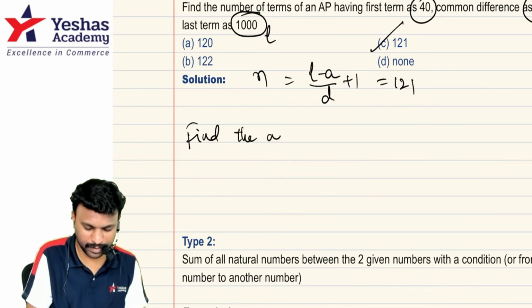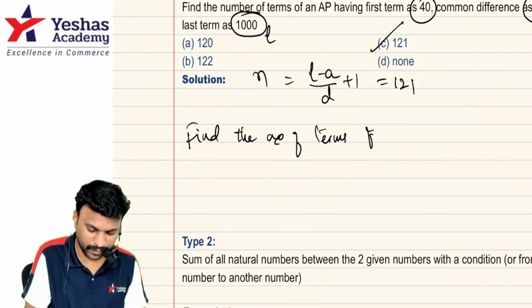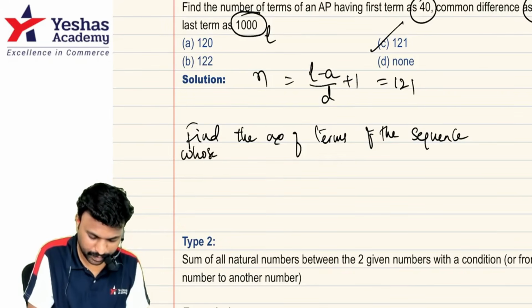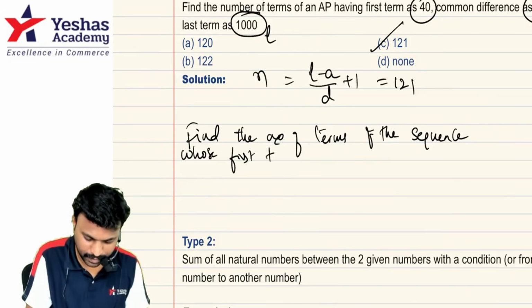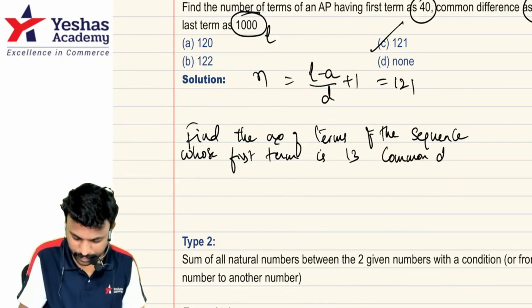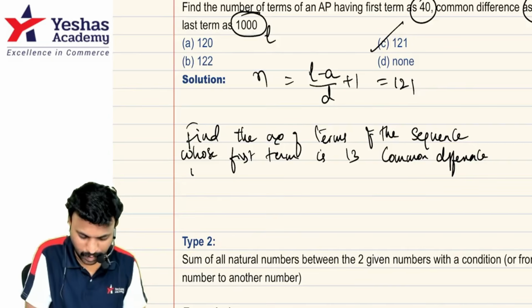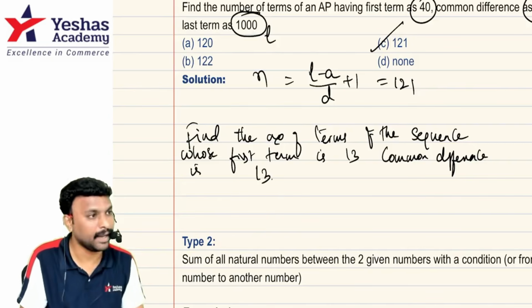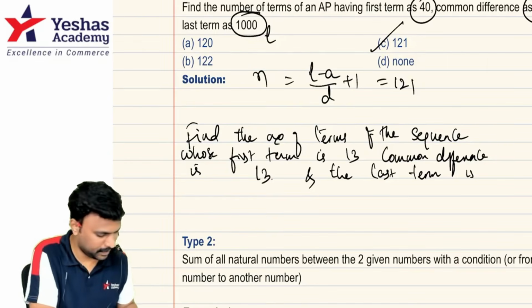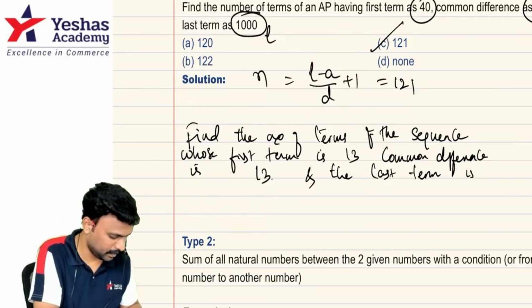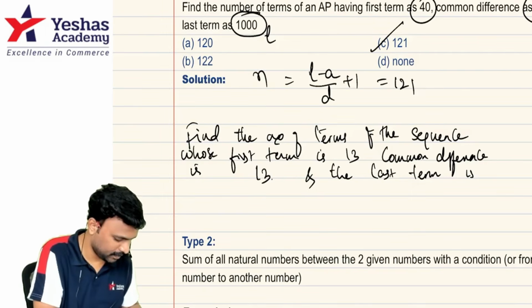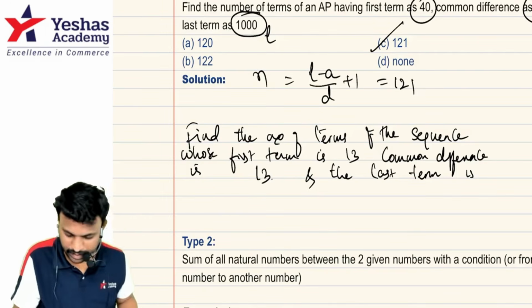Find the number of terms of the sequence whose first term is 13. Common difference is 13, and the last term is 338.